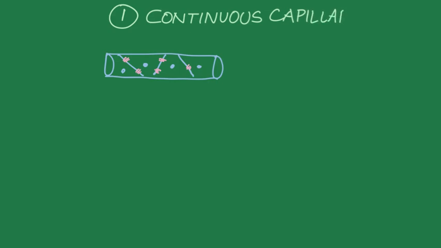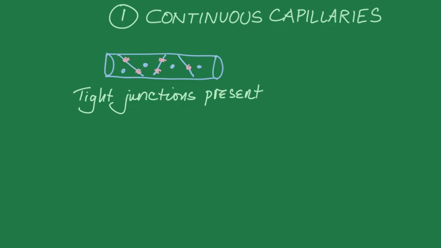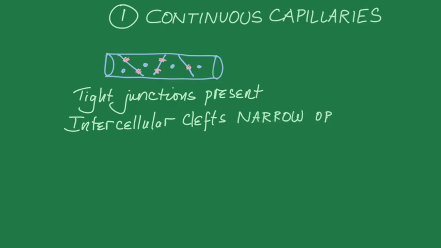They tend to be more sealed. They have no fenestrations. They have tight junctions, and their intercellular spaces are very narrow or completely absent. So here we have it. Tight junctions are present. They seal off the capillary for the most part. They have intercellular clefts. In some organs in the body, these capillaries have narrow intercellular clefts, which means they allow a few things to pass through. This could be, for example, in skeletal muscles, where continuous capillaries allow some things to pass through.